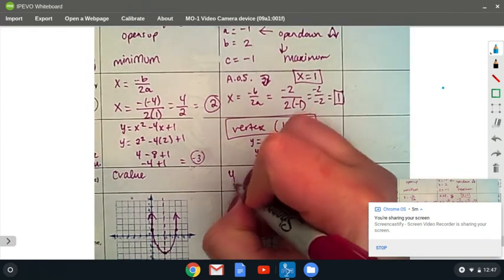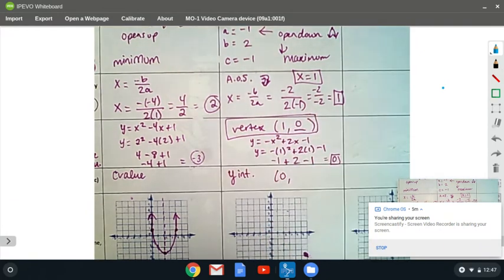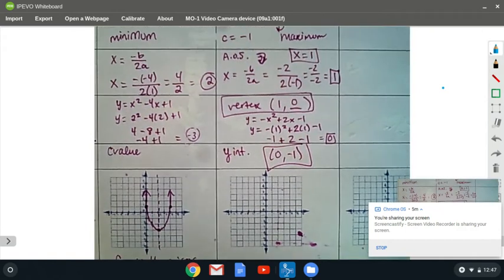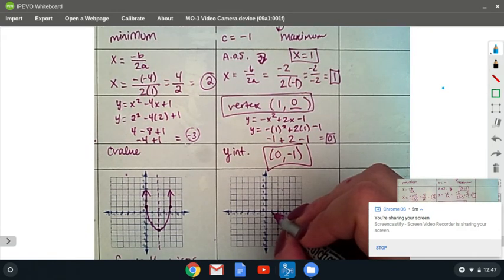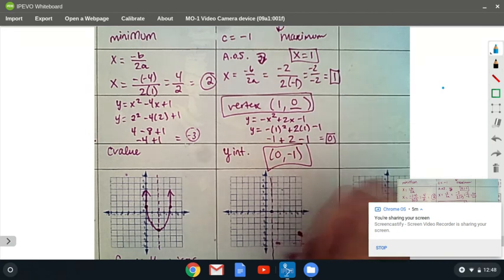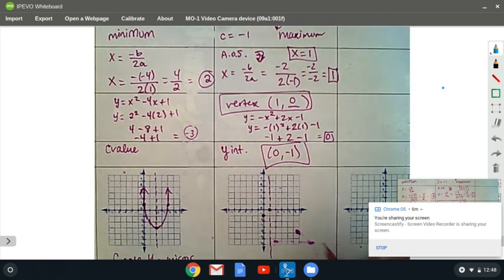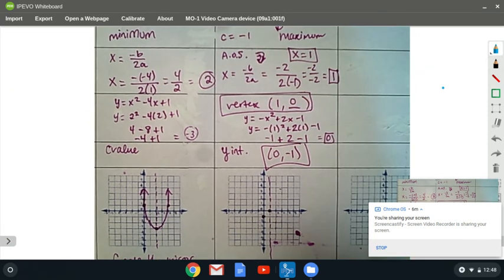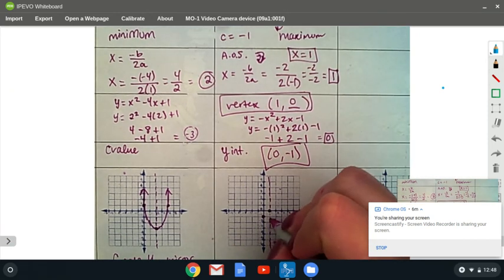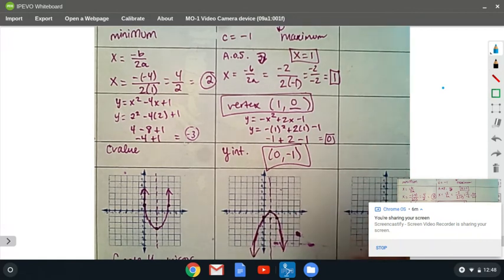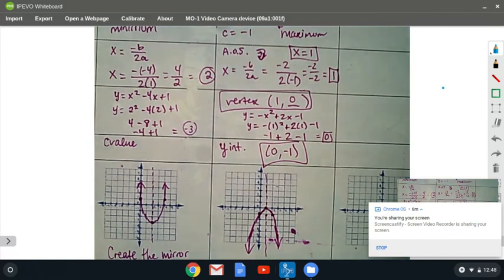Your c value or your y-intercept here is 0, whatever the c value is, which is negative 1. So now I'm going to plot my vertex 1, 0. And that's also my axis of symmetry, so I can put my dotted line. And I also know the y-intercept is negative 1. Now I'm going to use that mirror image to plot one more point. This is 1 away from the axis of symmetry, so I'm going to go 1 away in the other direction. Okay, that's what my graph would look like.